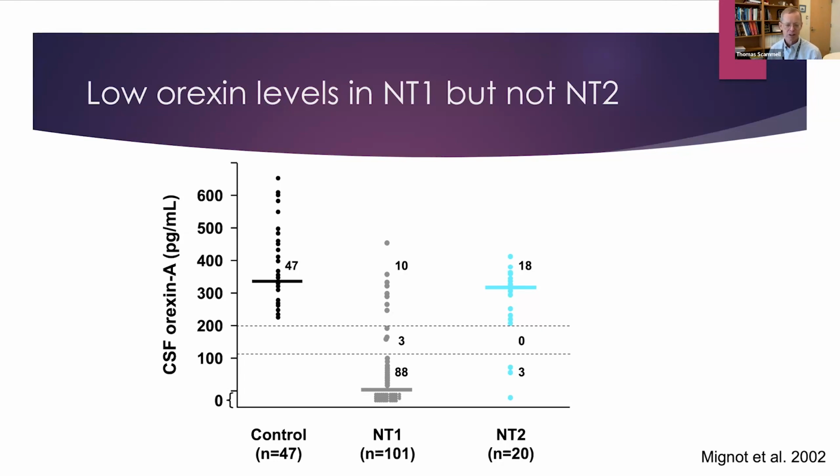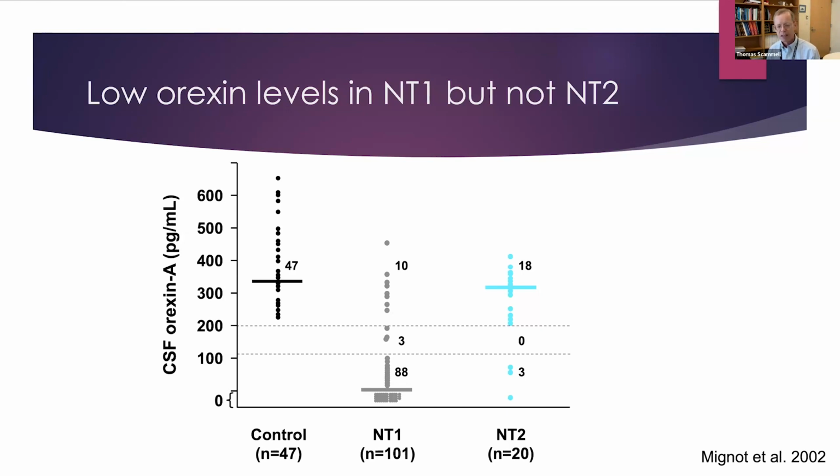While we're talking about controls, I'll just point out that it's possible that this natural variation in control individuals actually correlates with some sleep features. And so in a rather small sample, we found that people who have high orexin levels, but are still otherwise normal, take longer to go into REM sleep at night compared to those with lower, but still normal levels.